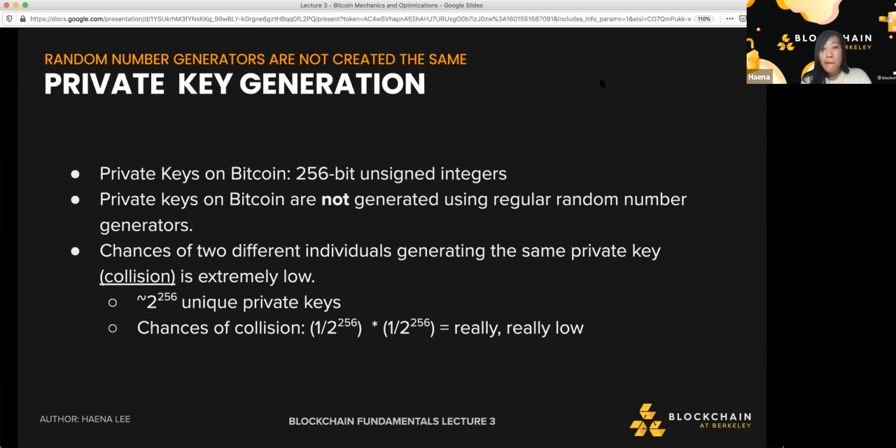Okay, so, all right, so private keys on Bitcoin are, at the very core, just 256-bit unsigned integers, and they cannot be generated using traditional regular random number generators, because traditional random number generators are not actually truly random, because they are all deterministic to some degree. So we want to generate private keys using a cryptographically secure random number generator. And of course, there is the question of the chances of two people generating the same private key, which is extremely low, just because of how the math works out. I hope that was sufficient.